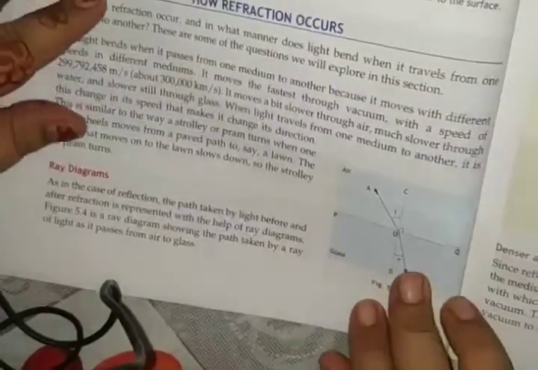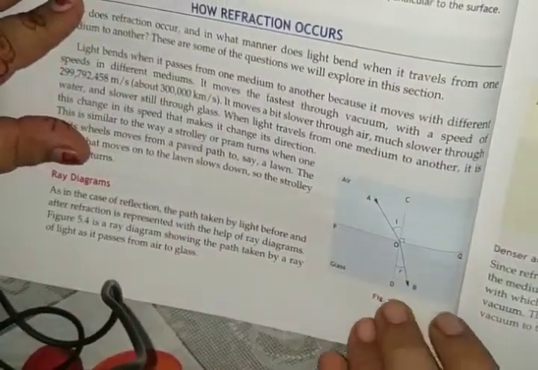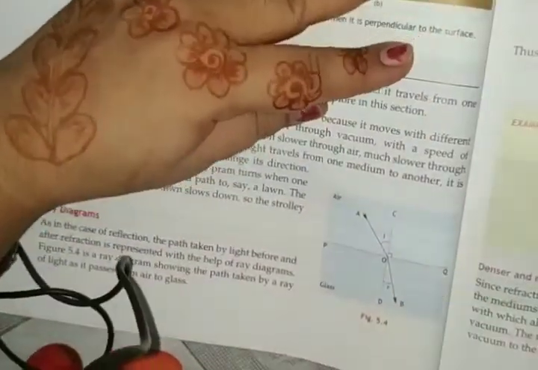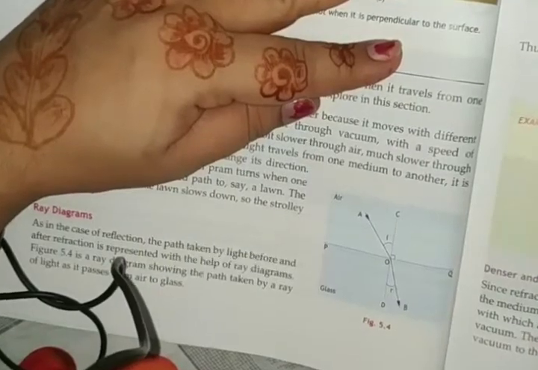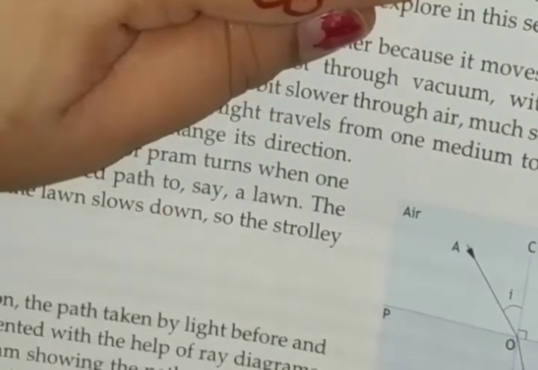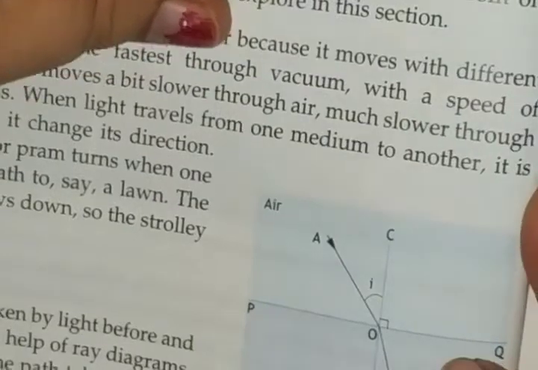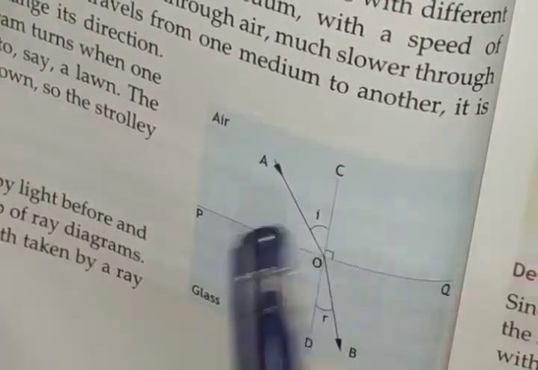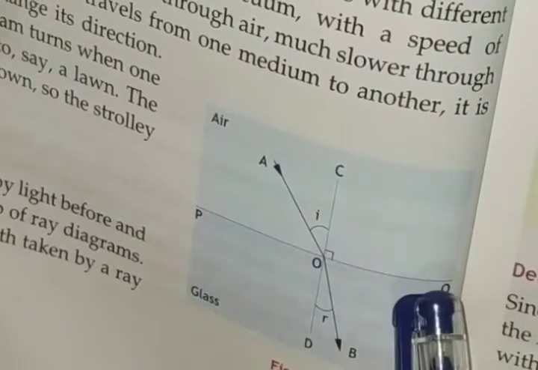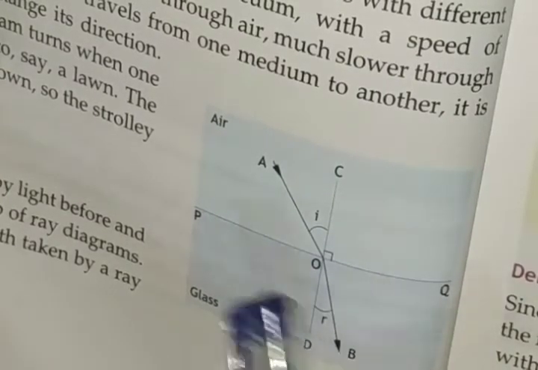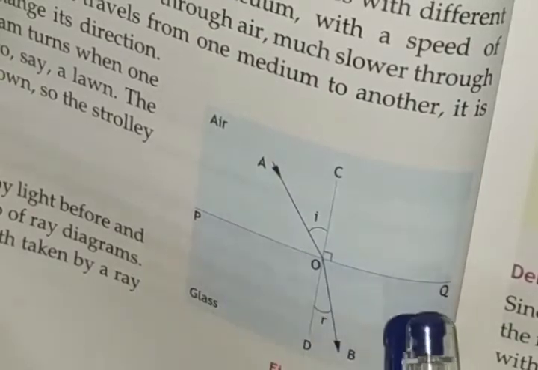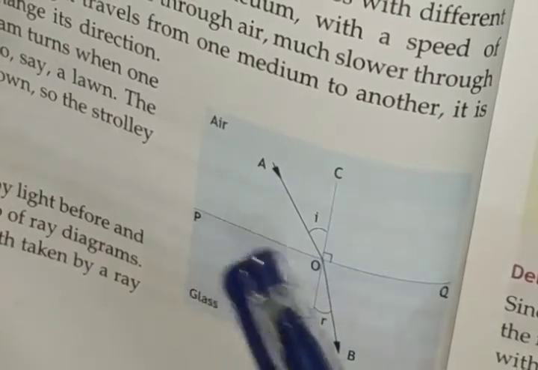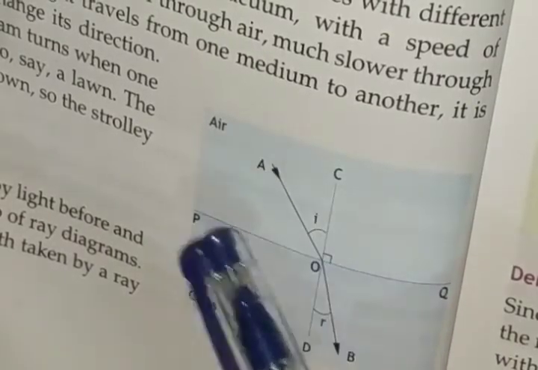This is the diagram in your book. So we will see it later on. For now, you can simply just know this, that this ray AO is the incident light, right? This is a surface, okay? This is air and this is the glass. This is the surface that is demarking this air and glass, okay? So below this line it is glass, above this line this is air.